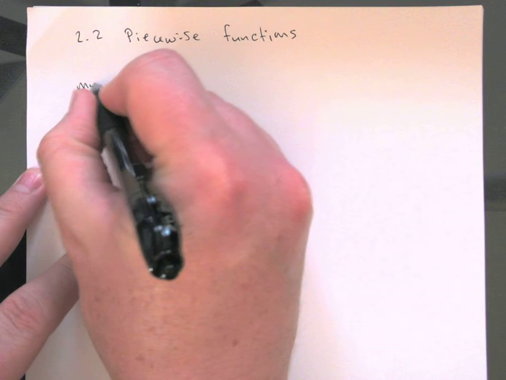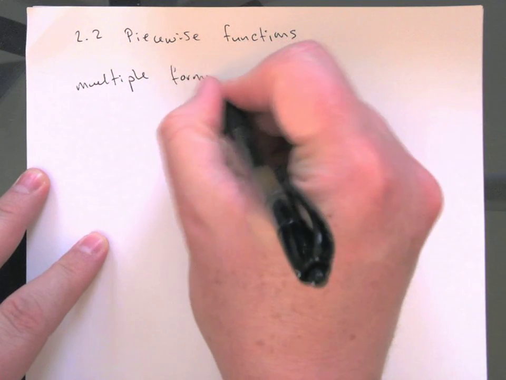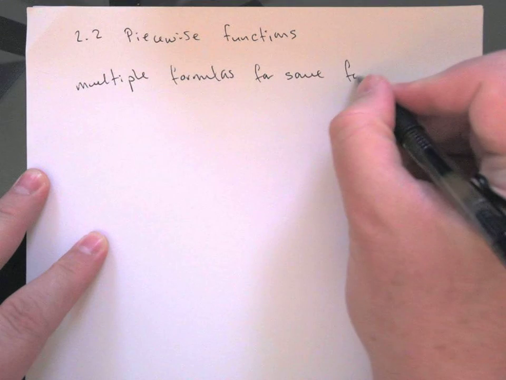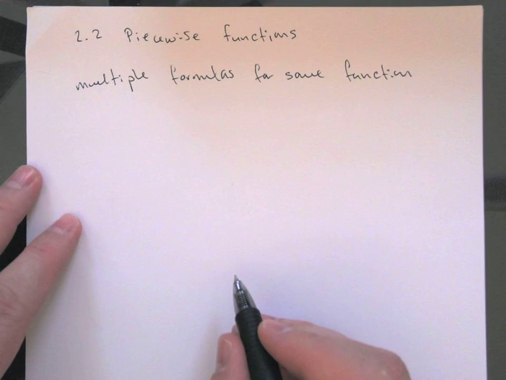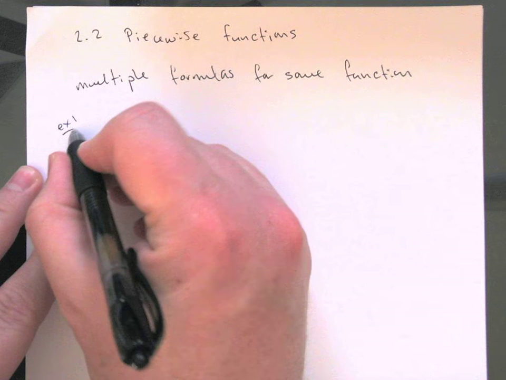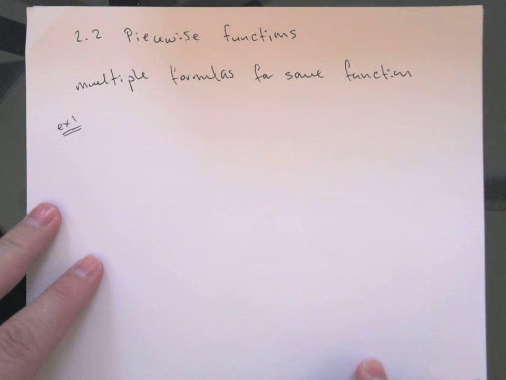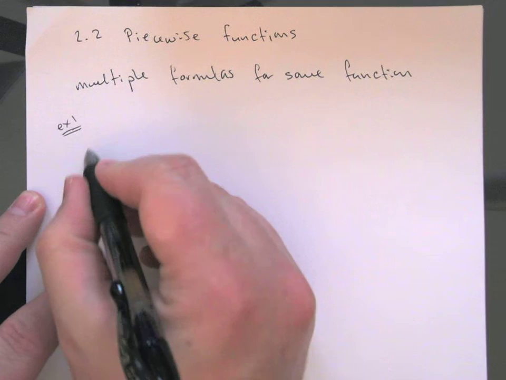So let's get that in words. Multiple formulas for the same function. And I think the best way to talk about this is really just to start with an example. So I'm going to write out what one of these would look like, and then we'll go through the details of how this works with this example, and then of course we'll do another afterwards.